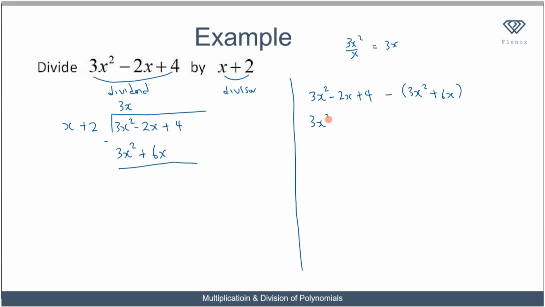We have 3x squared minus 2x plus 4, then expand minus 3x squared. Minus times plus, you have minus 6x. So 3x squared cancels minus 3x squared. I'm left with minus 2x minus 6x, which gives me minus 8x. I'm left with plus 4. So what would this be equal to? This is minus 2x minus 6x, which gives me minus 8x. And I bring down this 4, plus 4 essentially.